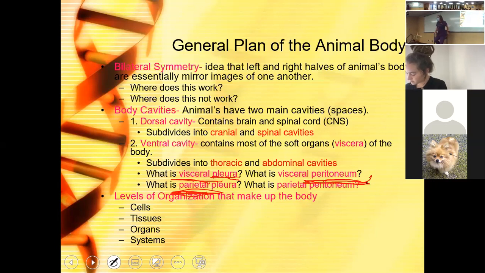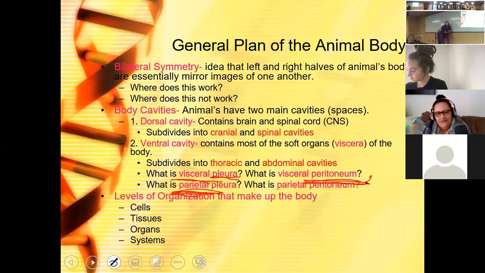So what would it be if I have a membrane on the organ in my abdomen? Parietal pleura. So you're very close, although do the opposite words. So if it's on the organ in my abdomen, it would be the visceral peritoneum. There you go.